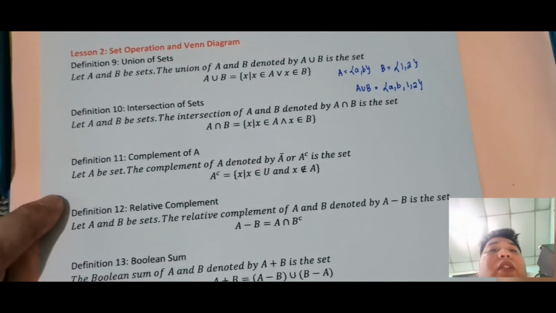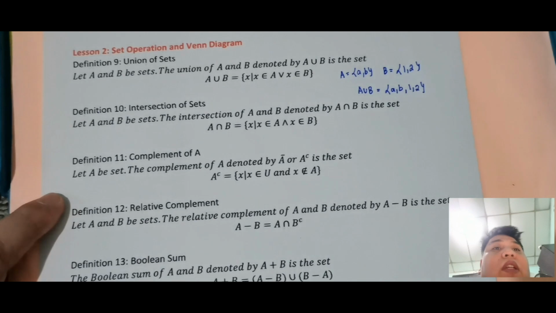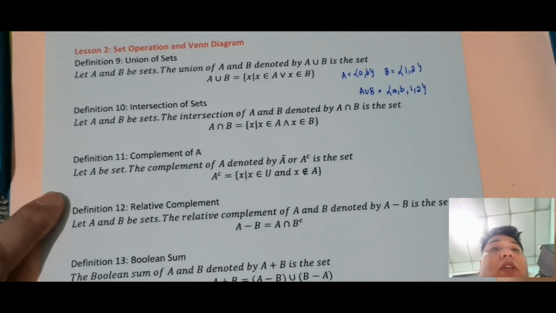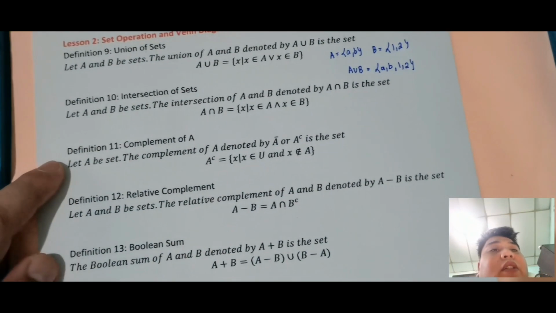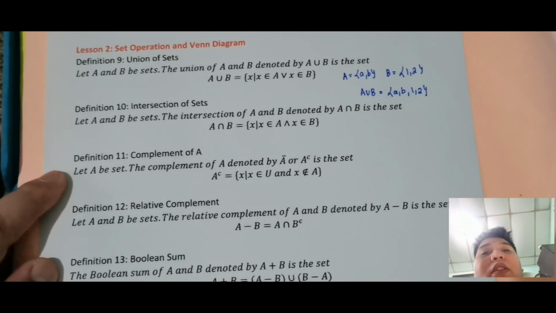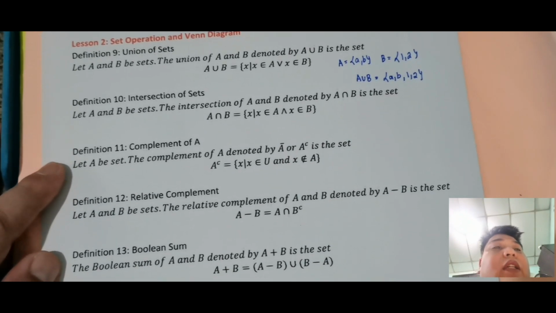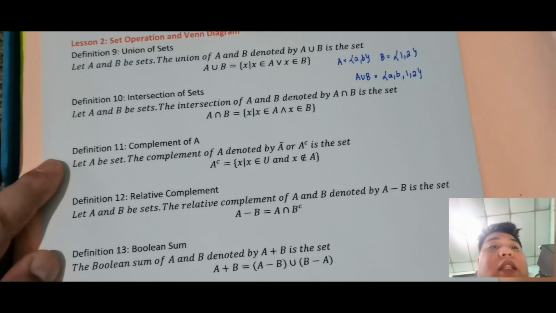So, next is the definition number 10, the intersection of sets. So, example tayo mamaya nyan. So, definition 10. So, let A and B be sets. Again, the intersection of A and B, denoted by that symbol again, is the set A intersection B equal to the set containing X such that X is an element of A and X is an element of B.